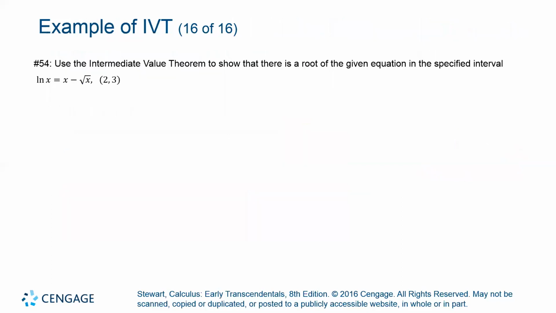So let's take an example. It says use the intermediate value theorem to show that there is a root, or a solution, of the given equation in the specified interval. So we have this equation here. Now we're going to write this as natural log of x equals square root of x. We don't know our function, so we're going to equate it to 0.